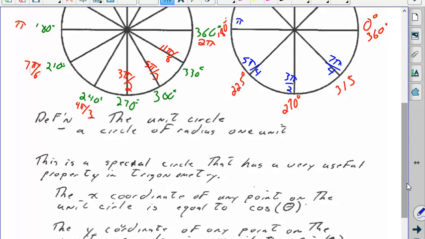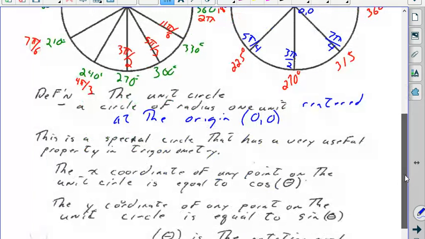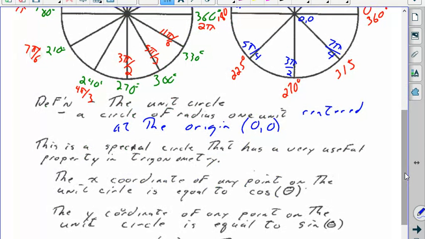We do want to talk about the unit circle. A unit circle is a circle of radius of 1 unit centered at the origin. So if we treat these all as unit circles with radius 1, there's a special property that comes out. And that is going to talk about cosine and sine.